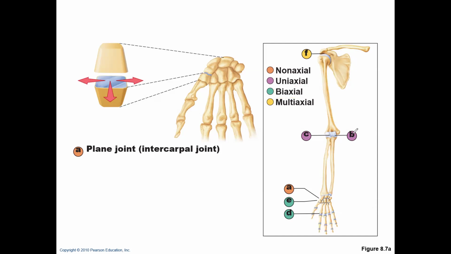Uniaxial, only one direction. So here in your elbow, okay, you can flex your elbow and you can extend your elbow. That's one plane, okay? You can't move your elbow side to side, unless you move your shoulder joint. So joints that only move in one particular plane, like your elbow here, is allowing for uniaxial movement.